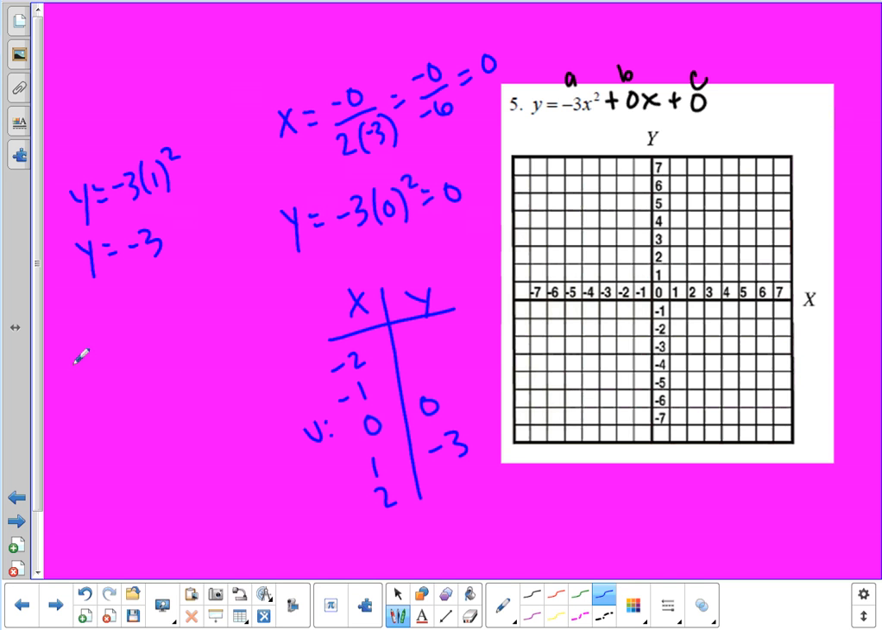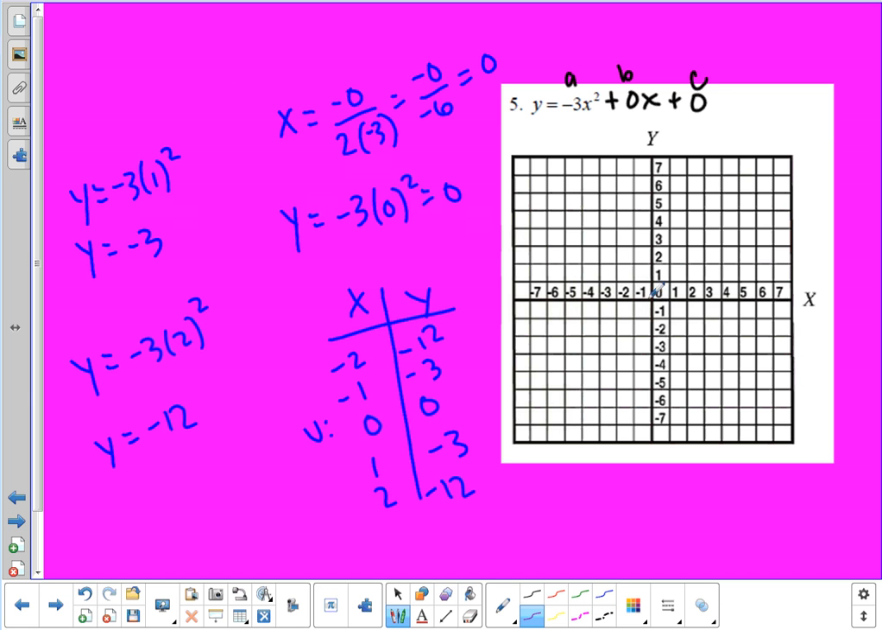And then my y value for 2 is y equals negative 3 times 2 squared. And again, make sure you do your powers and then multiply. 2 squared is 4. 4 times negative 3 is negative 12. Big number there. So negative 3 and negative 12 are these as well. So now let's put that on the coordinate plane.